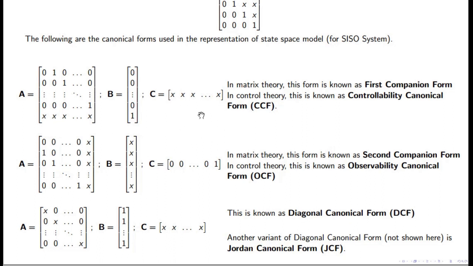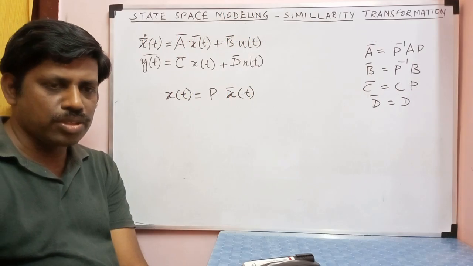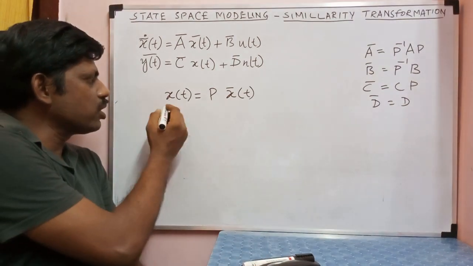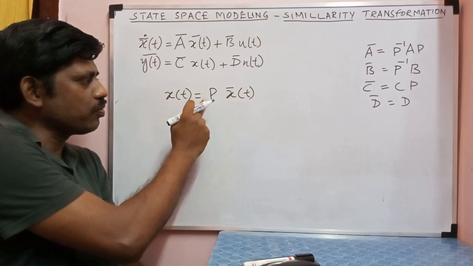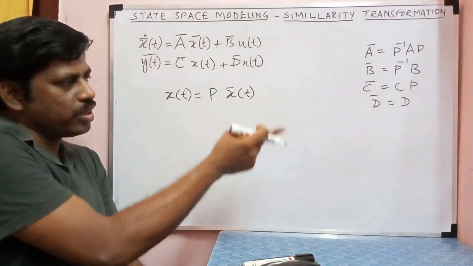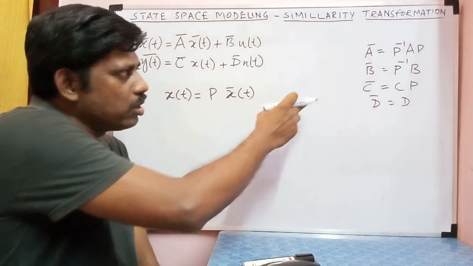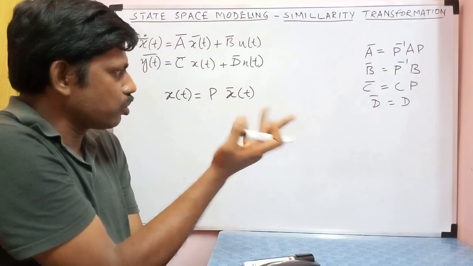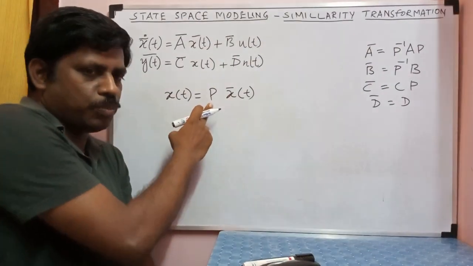In the following slides, we are going to focus on the observability canonical form and the controllability canonical form. Please notice that if I transform x of t into x bar of t using a specific P matrix, I am going to get the controllability canonical form or the observability canonical form, depending on the value of P.